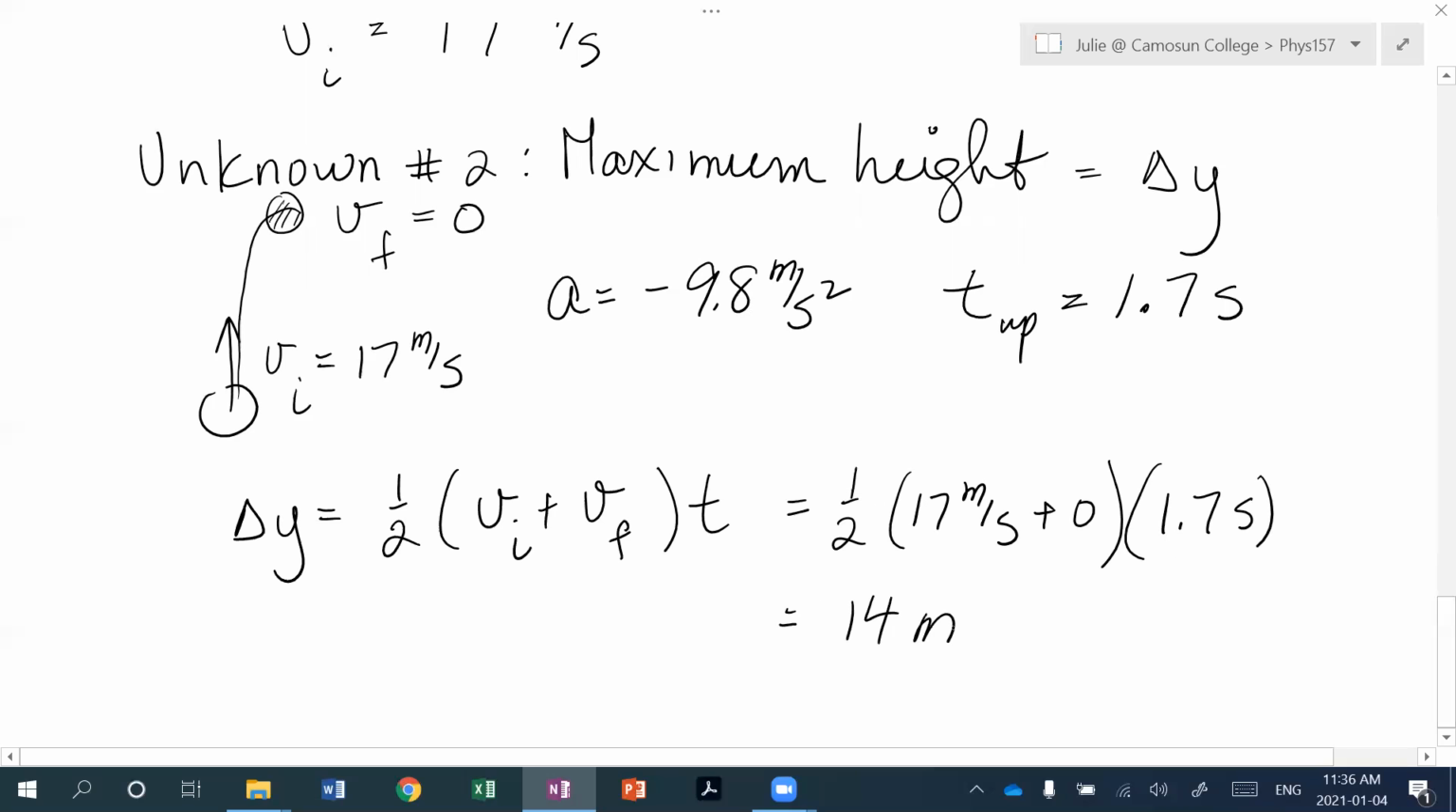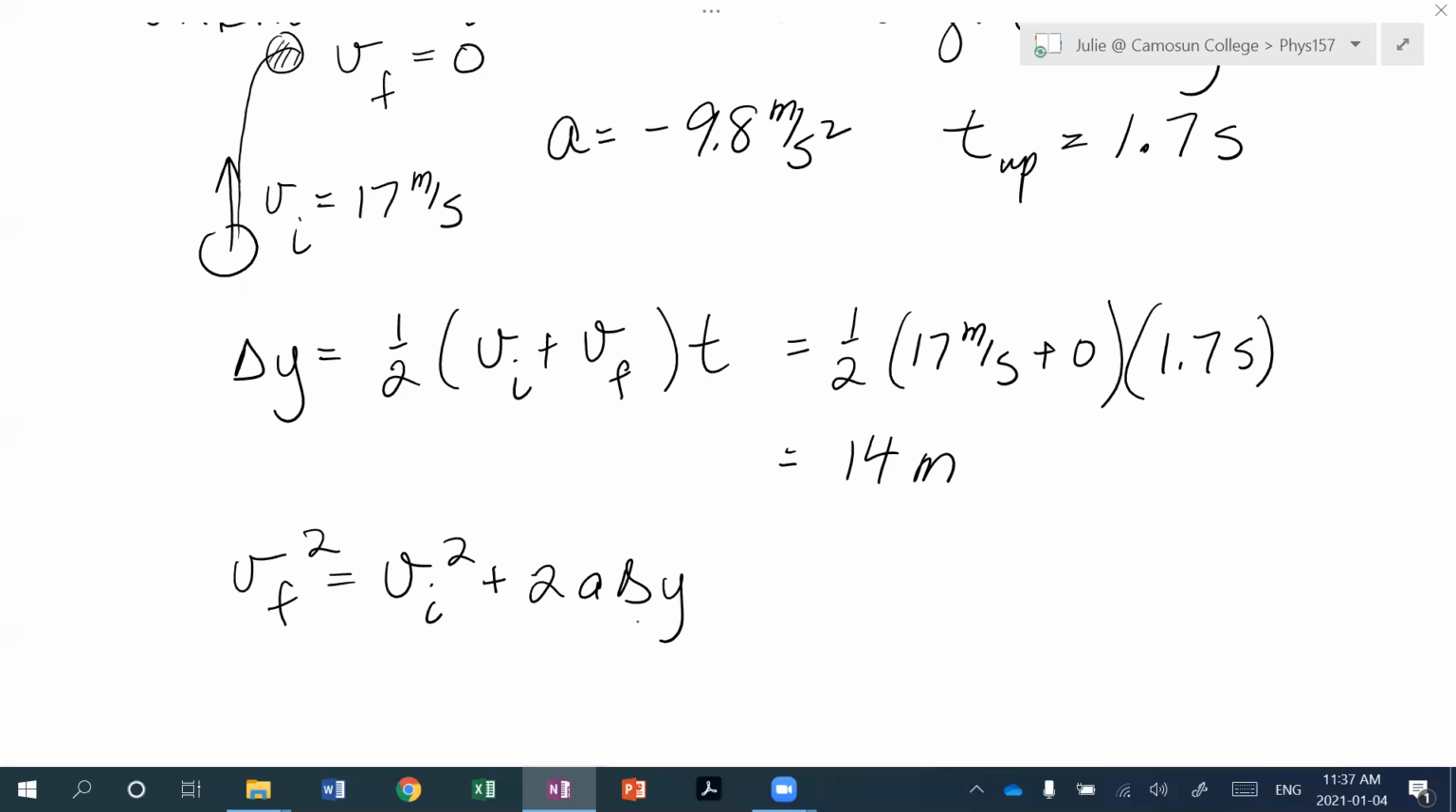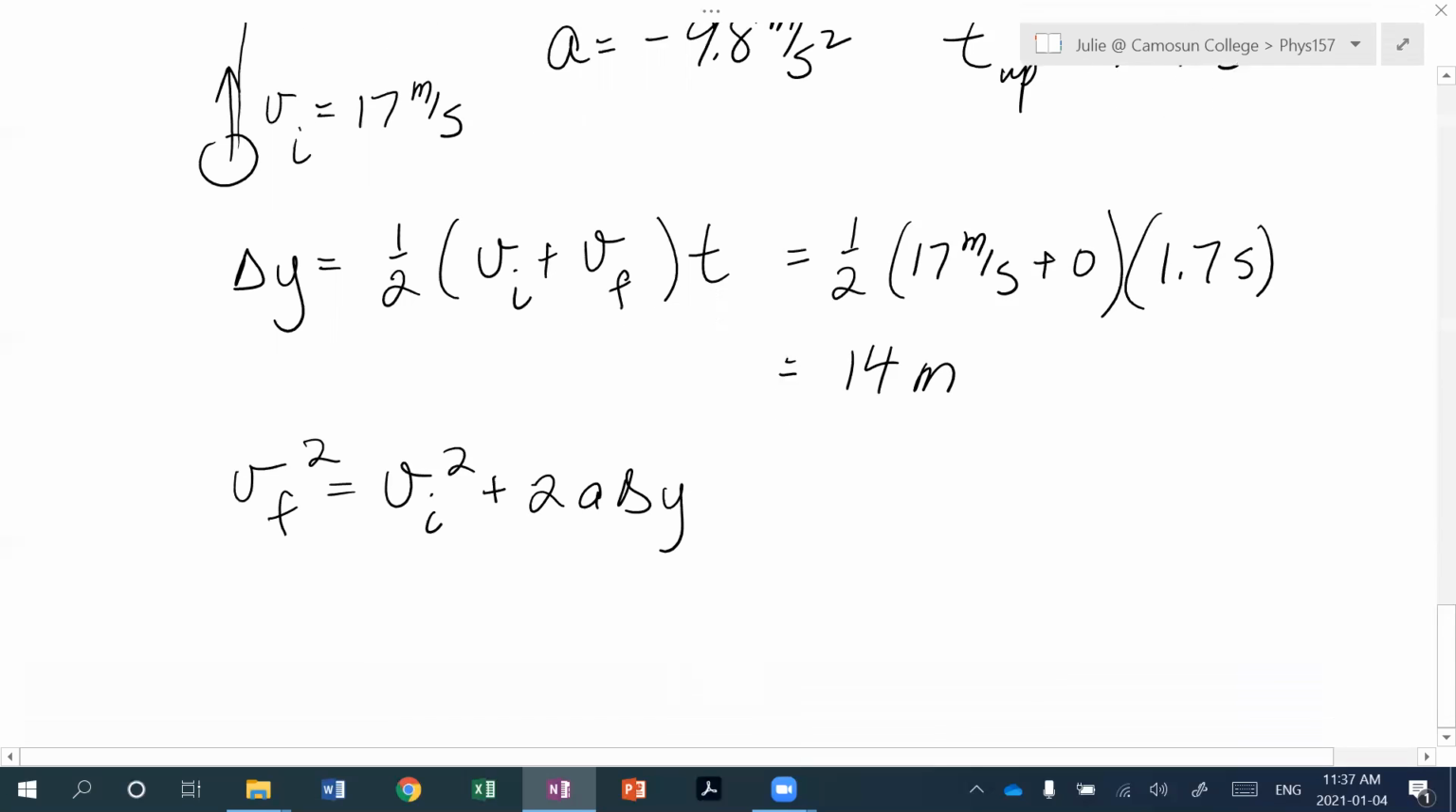Now we could use other equations too. Remember, they all work. We could use VF squared is VI squared plus 2A delta Y to get delta Y. And if you put all those numbers in, you would also get 14 for delta Y. Or we could use VIT plus 1/2 AT squared. So once you have 4 of the 5, you can use any equation you want to get the 5th one, as long as that equation has the variable you're interested in. Okay, so that's the second example.